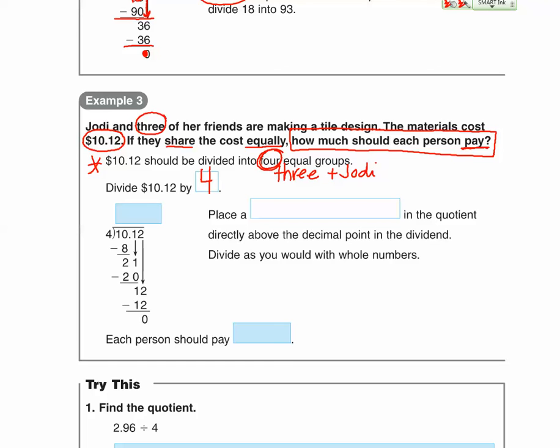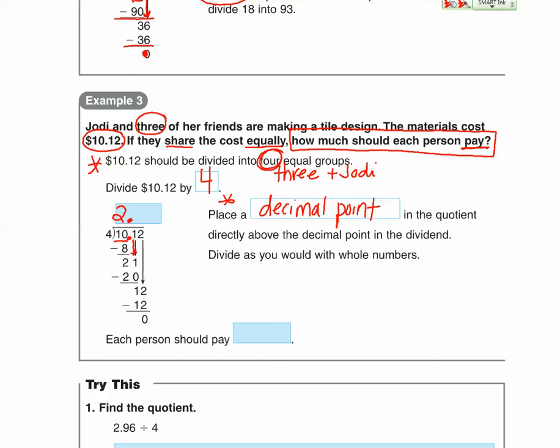Okay. So just a reminder, place a decimal point in the quotient directly above the decimal point in the dividend and divide as you would with whole numbers. So first step, Panthers, find the decimal point in your dividend and go right up and put it right above it in the quotient, and then we can divide. Panthers, does 4 go into 10? 2 whole times. 2 times 4 is 8. Subtract. 10 minus 8 is 2.